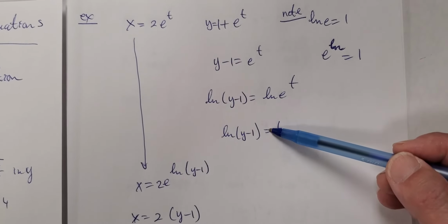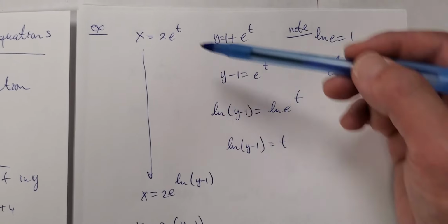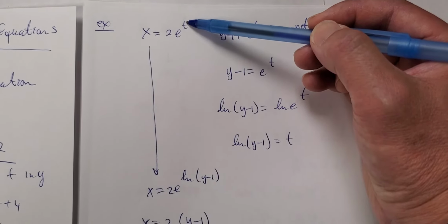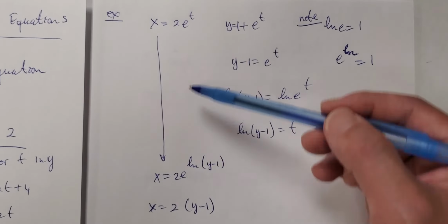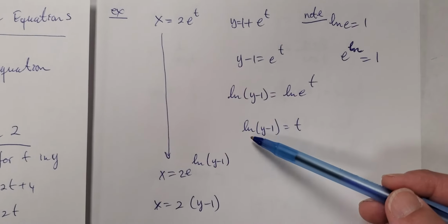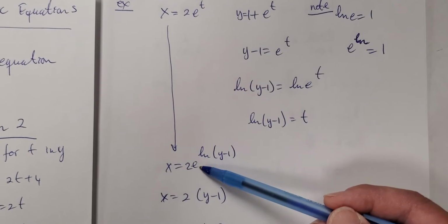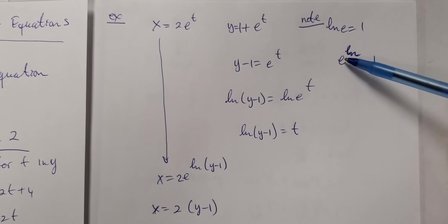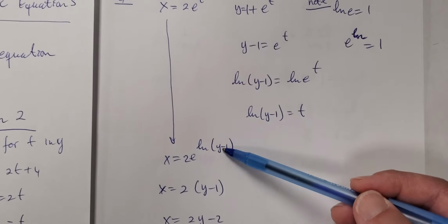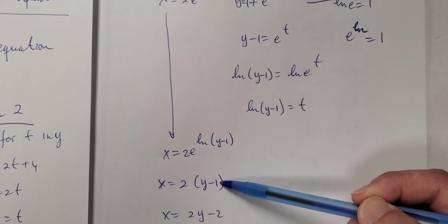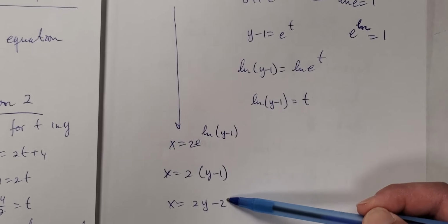Now take this t and plug it into this equation right here. So bring down this equation, x equals 2e. Now instead of writing t again, you will write natural log of y minus 1. Well, e to the natural log, what was the rule? e to the natural log is 1. So that disappeared. So drop down the y minus 1. 2 times y is 2y. 2 times negative 1 is negative 2.